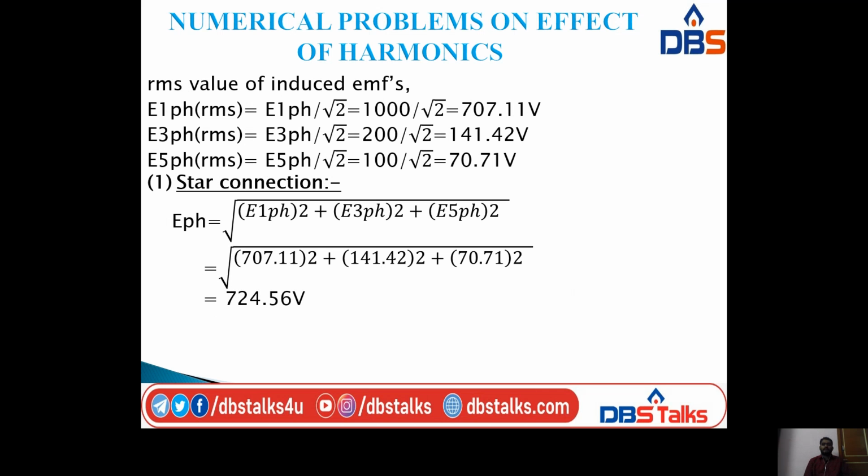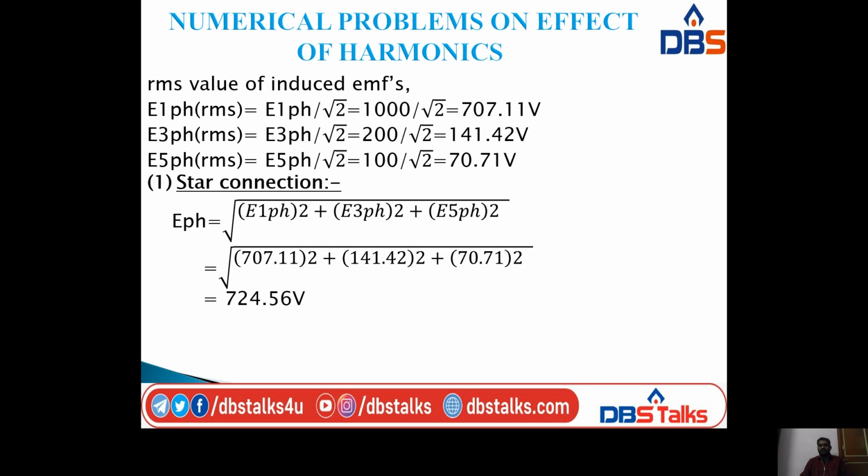And next we have RMS value of induced EMF, that is E1 phase RMS, that is equal to E1 phase by root 2. So that is equal to 1000 by root 2, that is equal to 707.11 volts, and E3 phase RMS value is equal to E3 phase by root 2, that is equal to 200 by root 2. We have 141.42 volts, and E5 phase RMS is equal to E5 phase by root 2, that is equal to 100 by root 2, that is equal to 70.71 volts.